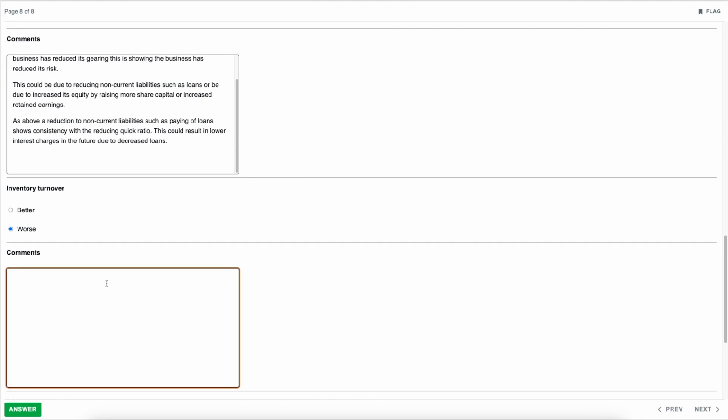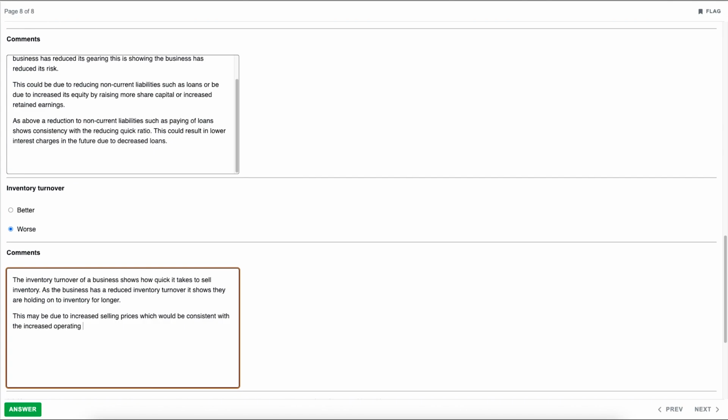So first, explain, what does it mean? So the inventory turnover of a business shows how quick it takes to sell inventory. As the business has a reduced inventory turnover, it shows they are holding on to inventory for longer. Remember, moving straight into the reasons why this could have been. So this may be due to increased selling prices, as we said earlier, which would be consistent with the increased operating profit margin.